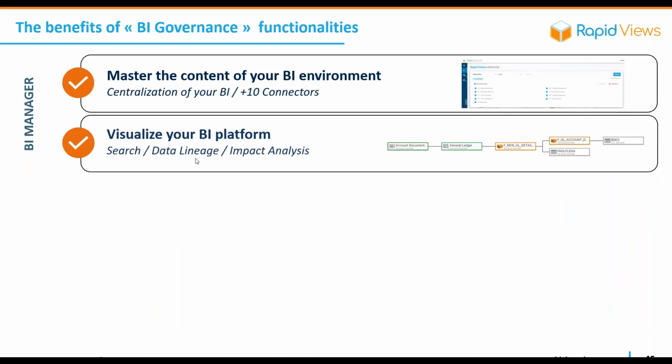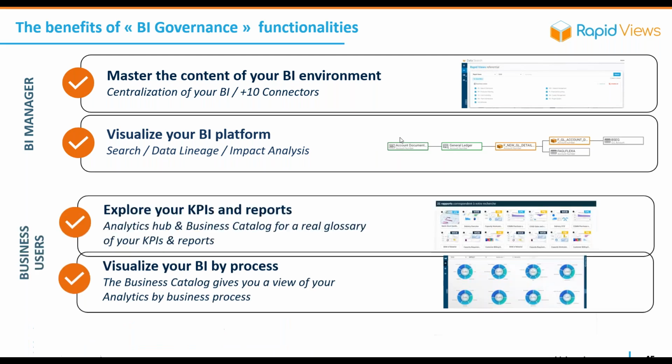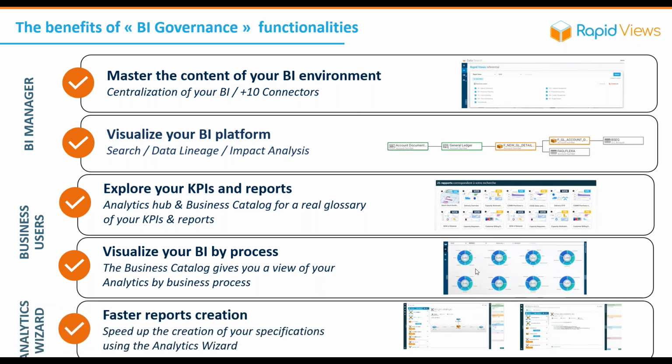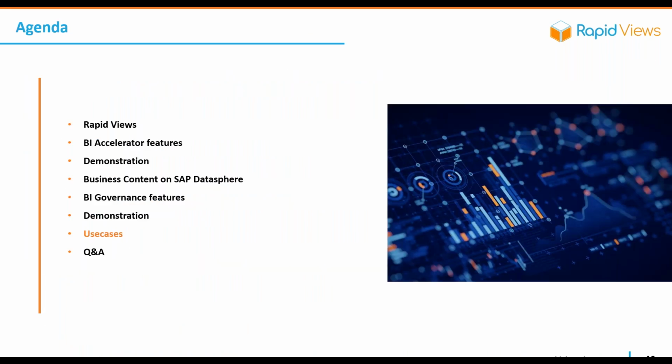Again, BI governance: we have functionalities for the BI manager, search, and all this concept of data lineage and impact analysis. We have advanced features for the end user: KPI hub, reporting hub, and visualization by business process, your own business process that you can customize. And again, this wizard where you can build any kind of recipe.